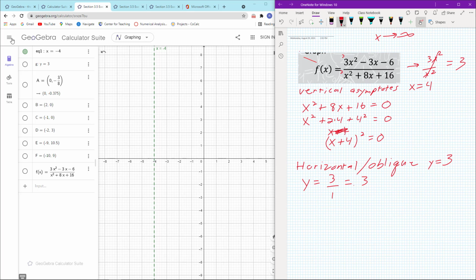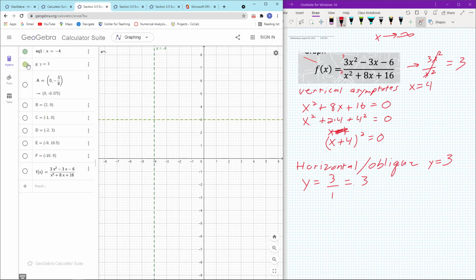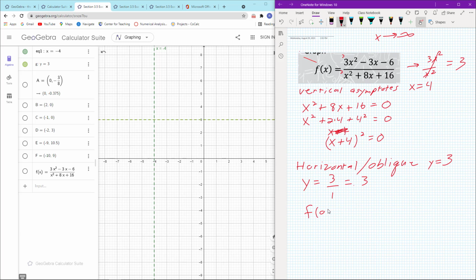And here is our horizontal asymptote. Okay, now you want to evaluate this function. We want to see if you can compute the y-intercept, and in this particular case, we can. We find the y-intercept by setting x equal to 0 and evaluating the function. If we do, we get negative 6 over 16, which reduces to negative 3/8. So we have a y-intercept at (0, negative 3/8). And that is right here.